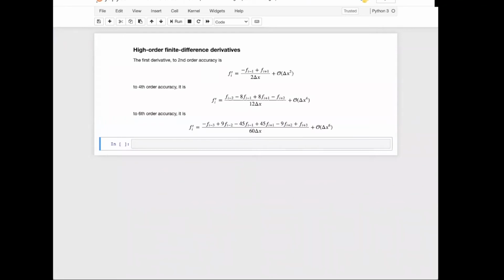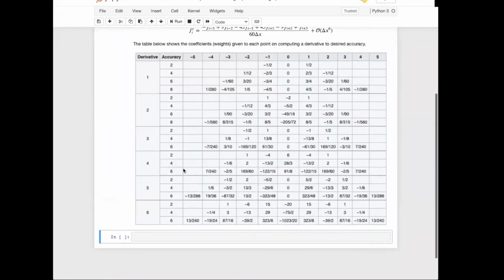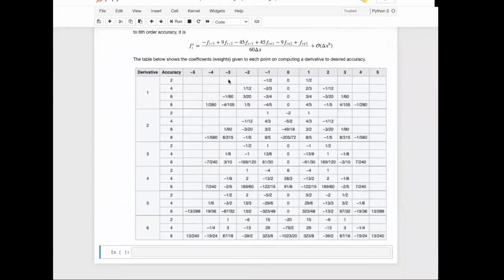You may wonder where these coefficients are coming from. The table below shows the coefficients, which are the weights given to each point when computing a derivative to the desired accuracy. Here I said that this is the first derivative to sixth order accuracy. So here, first derivative to sixth order accuracy, and here you have the coefficients.